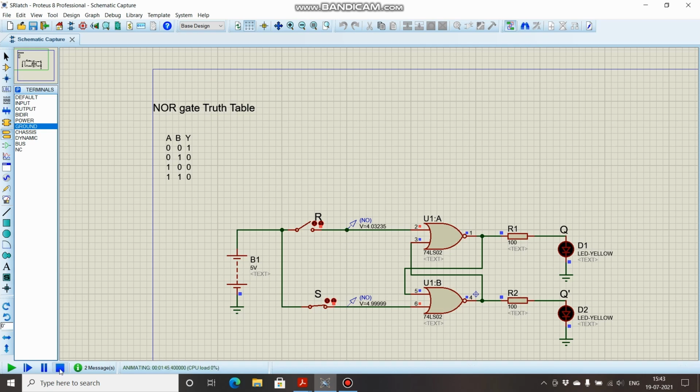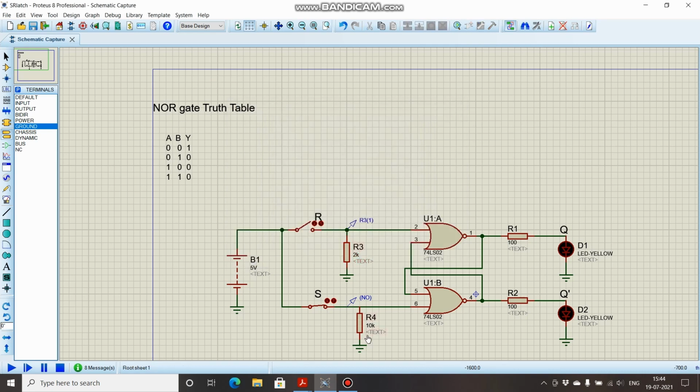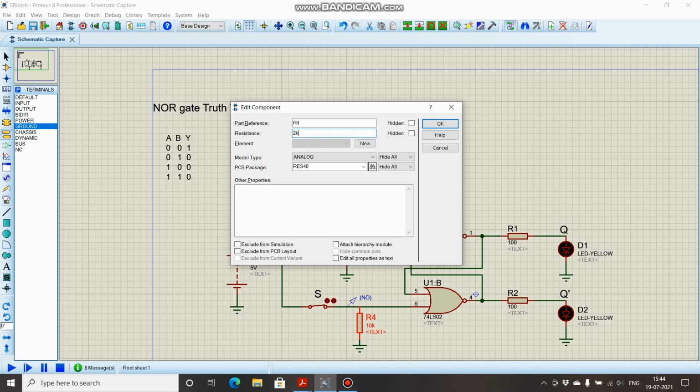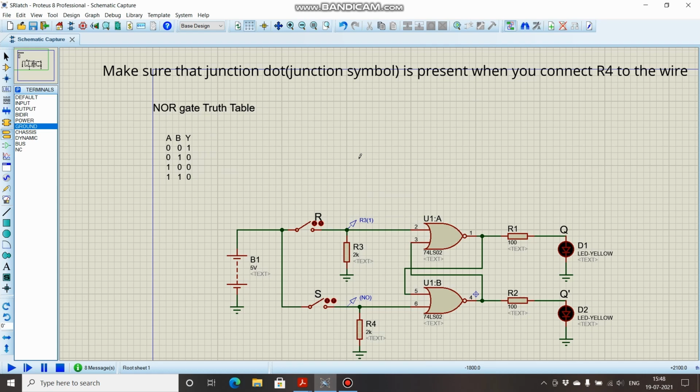So we'll stop this simulation over here, and we'll take the resistor, we'll place it over here. Same goes for over here, and we'll connect a ground like this. Sorry, we'll change the value of this resistor from 10k to 2k. Same for this one. Let's check our answer. I will open this one. Now we will simulate the circuit.